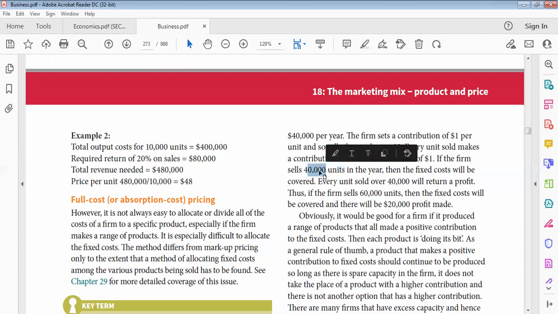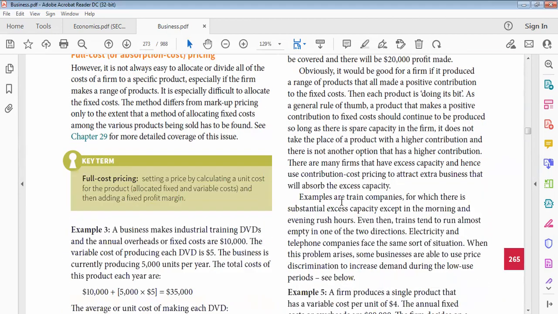If you sell, for example, in this case 60,000 units, yes, you can be happy because in this scenario, you have covered your cost and you have sold an extra 20,000, which has given you profit. Understand, sir? Good.